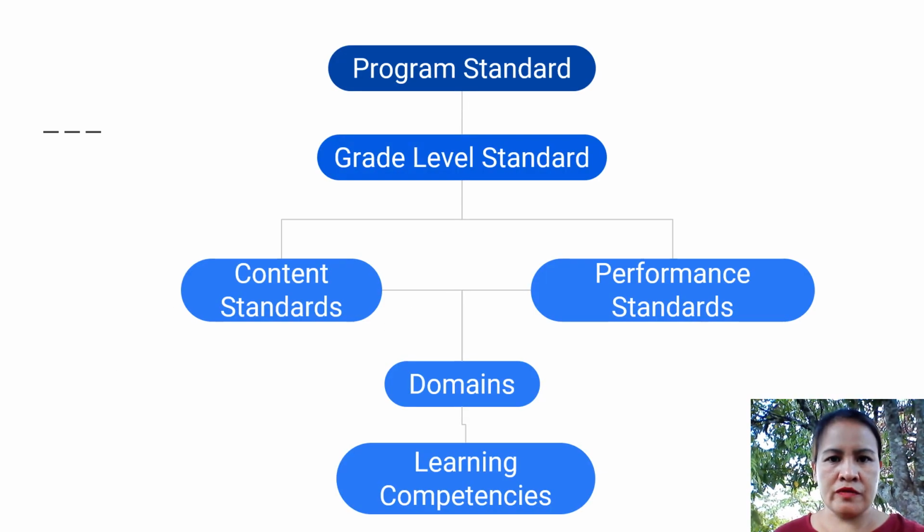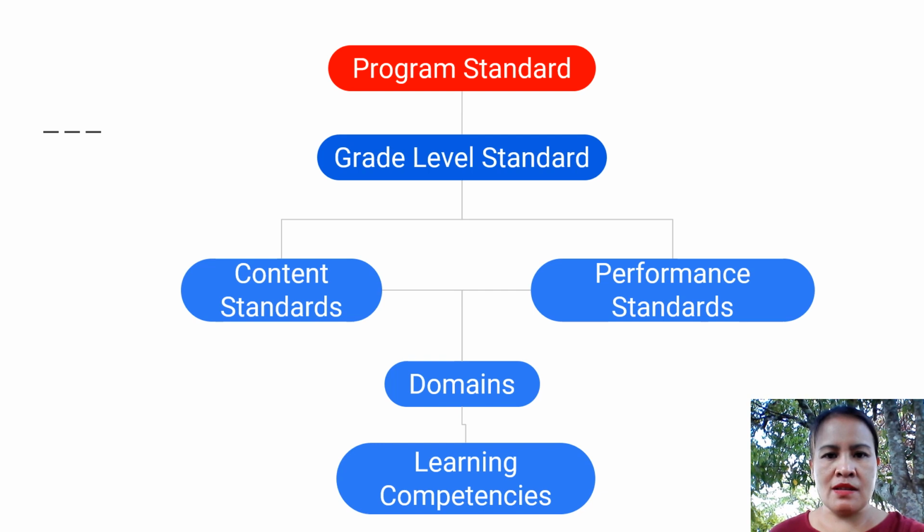Let's have an overview of the English language arts curriculum using this diagram. So the first is the program standard. Program standards are the knowledge and skills the learners are expected to achieve at the end of junior high school. That's for grades 7 to 10. For grades 11 and 12, that's senior high school.